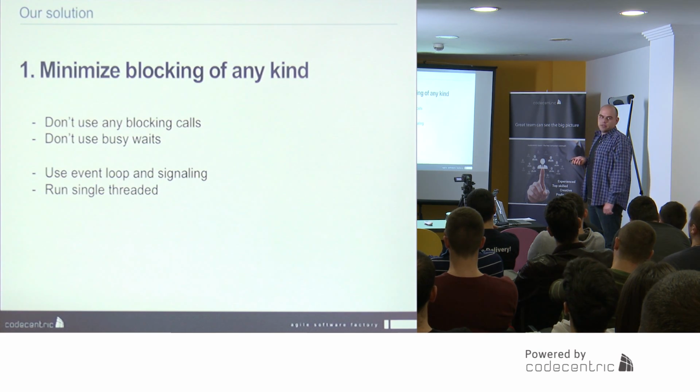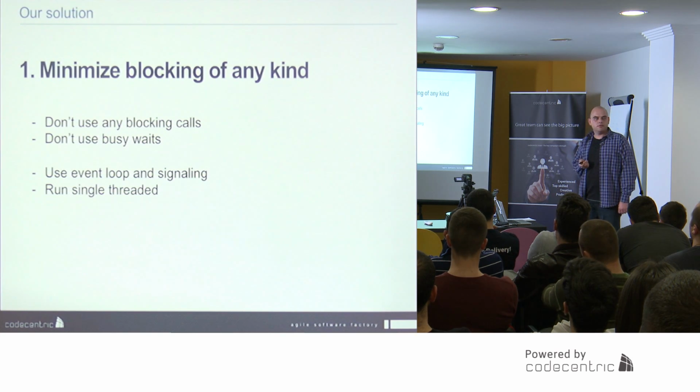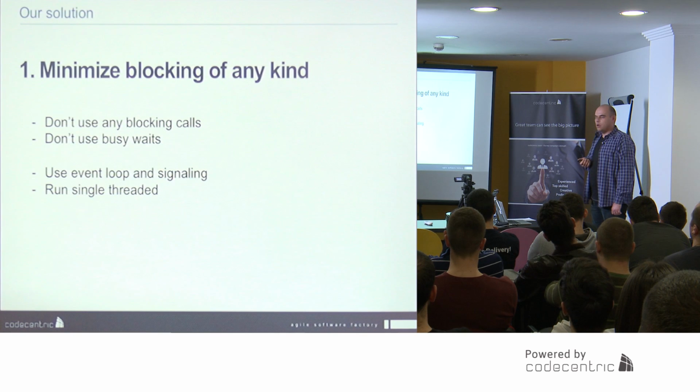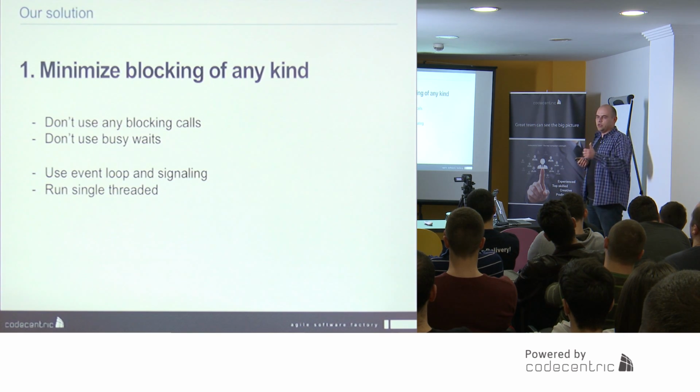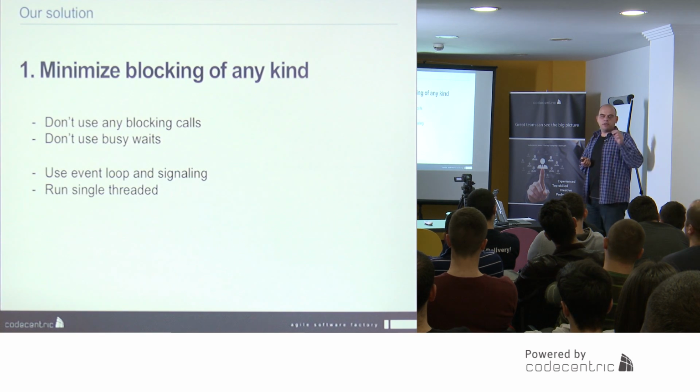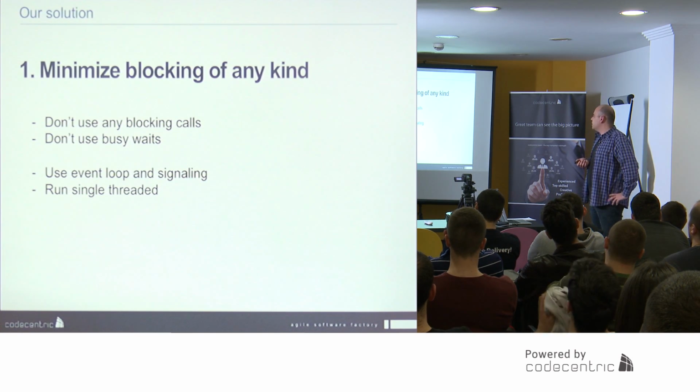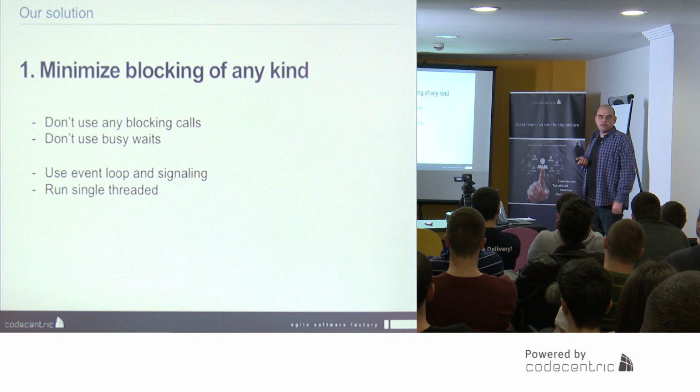You must use an event loop and signaling, and this is weird: you run single-threaded. Why? Well, when you run single-threaded, you remove a lot of problems. You don't need to lock the data. You are not afraid anymore of race conditions. You know that at a certain point in time, only one thing, whether it be a thread or whatever, accesses the data. And also it removes a lot of headaches if you are using non-thread-safe libraries.